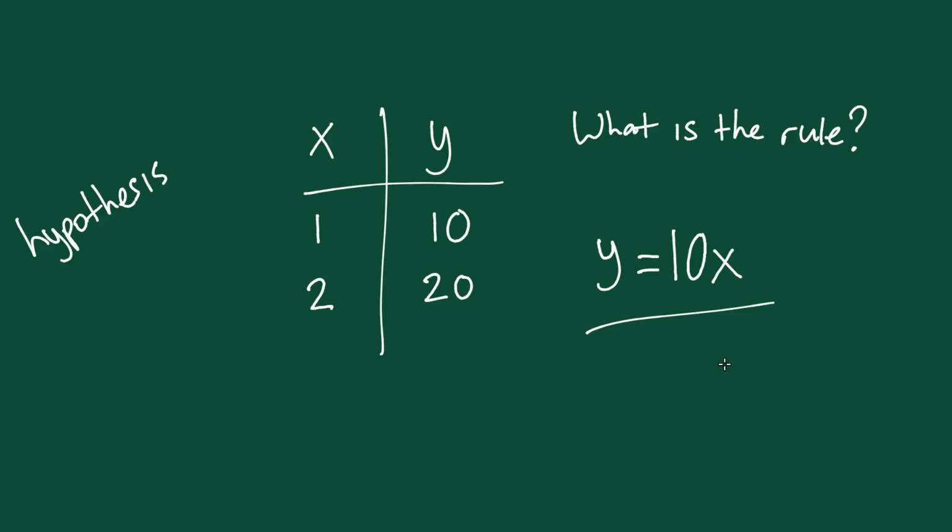Now, a hypothesis is an educated guess about what will happen. Typically, it's a word that you'll see in science class. A hypothesis is something you guess will happen in an experiment. But for math, we can do that too. Okay, let's look at more tables and make more hypotheses.